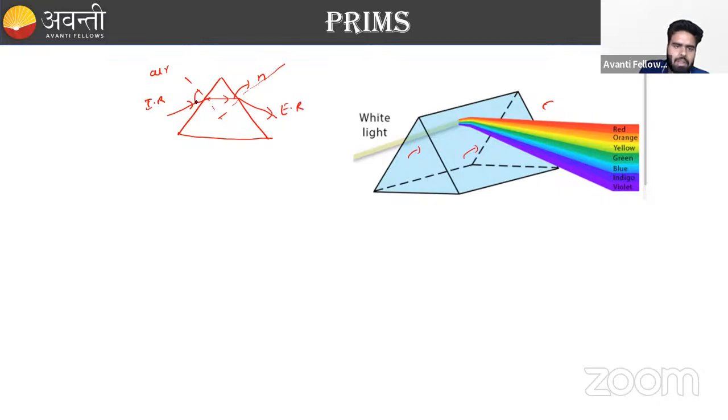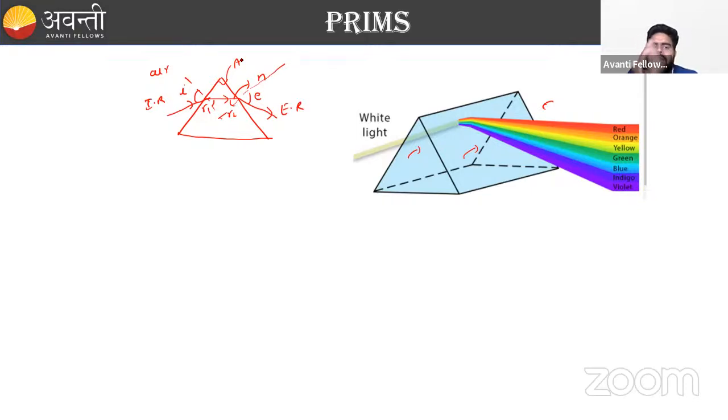If we say this angle is I, this angle is R1, this angle is R2, and the final angle made by the emergent ray with the normal is E, and the angle of prism is given as A. So it is quite obvious that refraction occurs at the two surfaces of the prism.